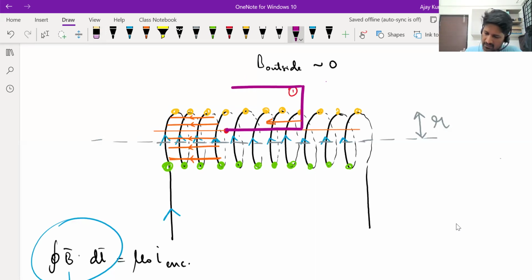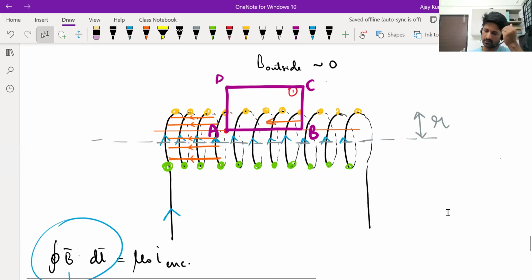Outside, the magnetic field is anyway 0, so it doesn't matter what shape path you take outside. And now you can split it into 4 parts. Call one part as AB, next BC, CD, DA. For the path AB, which is part of this loop, magnetic field is parallel to AB. It will be parallel to DL vectors.